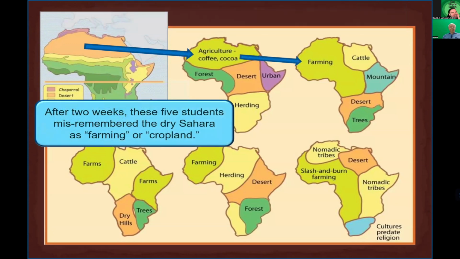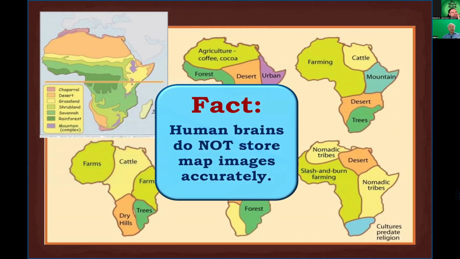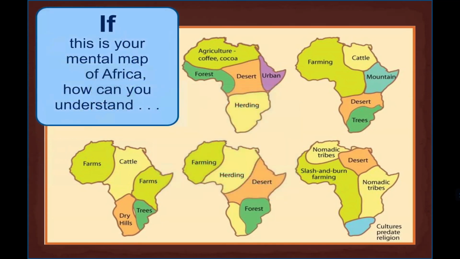I mean, every single one of these students turned the dry Sahara into cropland. 3 of them put the rainforest way south of the equator. 1 of them pushed it off of Africa entirely. It just disappeared completely from their mental map of Africa. The fact that you would come out of this, and it's reinforced by an awful lot of research, is that human brains do not store map images accurately.